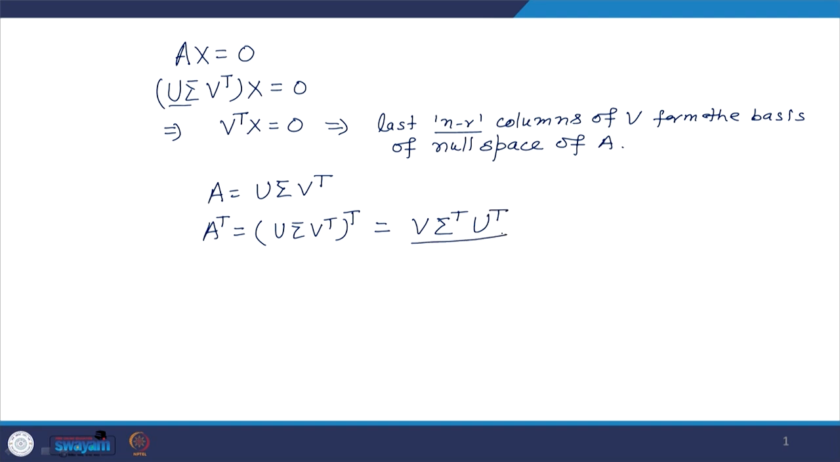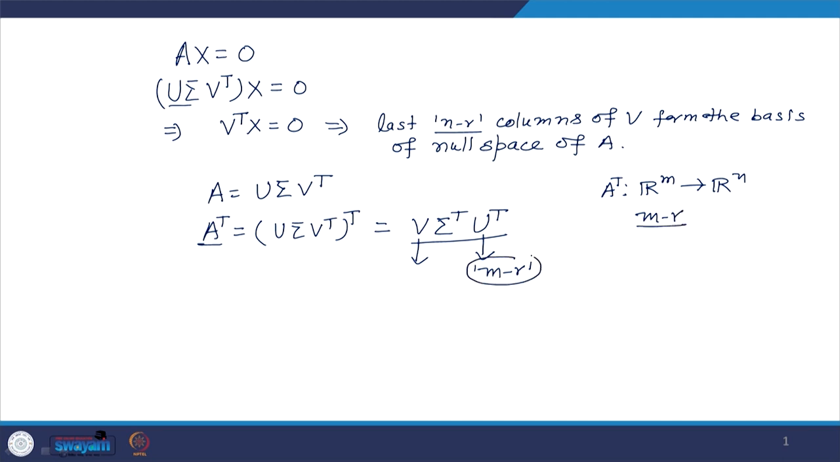Now, in a similar way, the range space of A transpose is given by the first r columns of V, and the null space of A transpose is given by the last m minus r. Earlier it was n minus r, here it will be m minus r, because now it will be a transformation from R^m to R^n, that is A transpose. And by the rank nullity theorem, rank of A equals rank of A transpose, which is r. So here nullity will become m minus r.